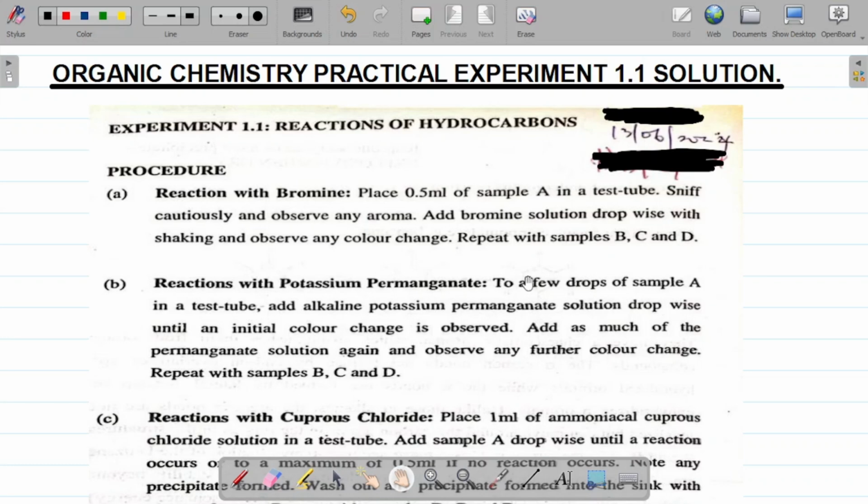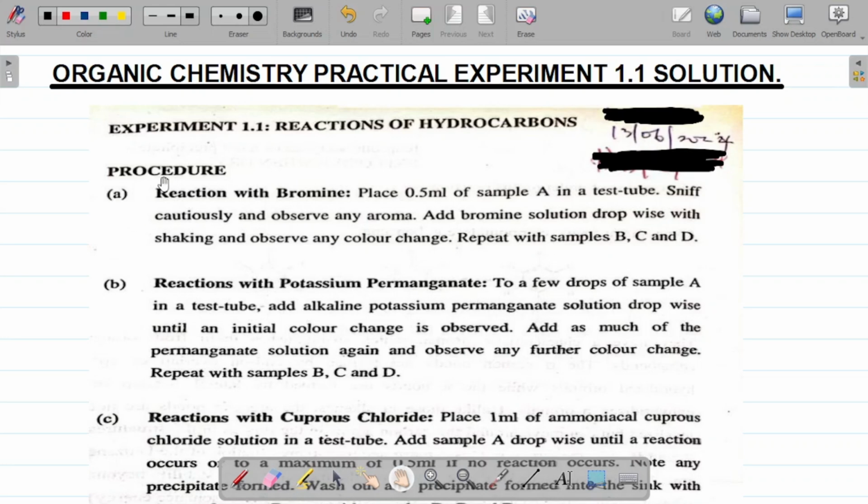For today's class, we'll be looking at the solution to experiment 1.1 in the organic chemistry practical manual. This experiment 1.1 is for the reaction of hydrocarbons. Basically, you're testing for the basic hydrocarbons such as the alkanes, the alkenes, the alkynes, and the aromatic, which is majorly benzene in this case.